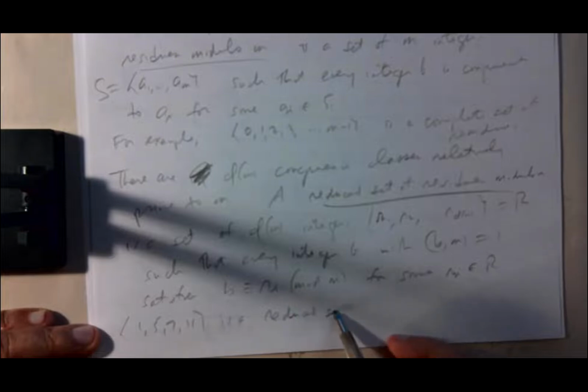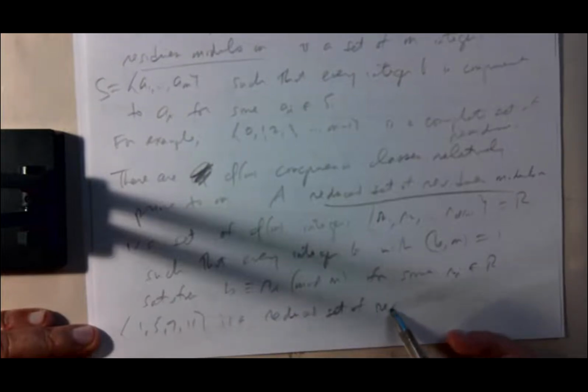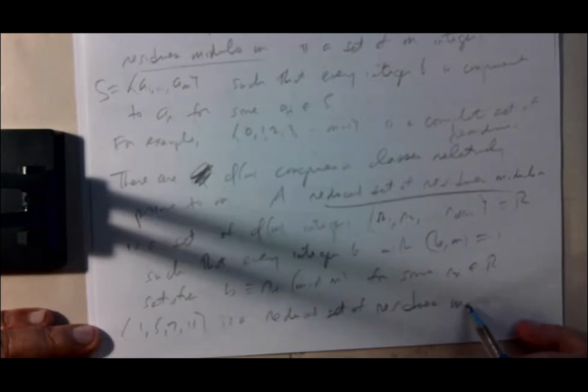So for example, the set 1, 5, 7, and 11 is a reduced set of residues modulo 12. Right? Phi of 12 is 4, and any integer relatively prime to 12 will be congruent to one of these. But this is not unique.